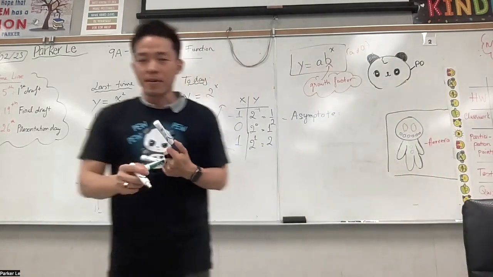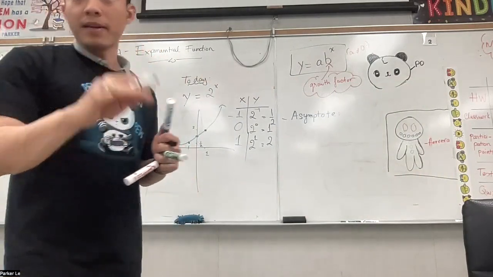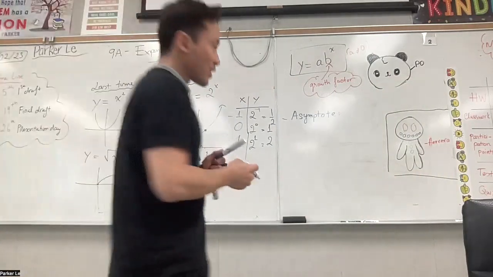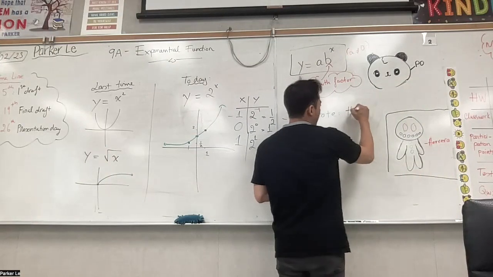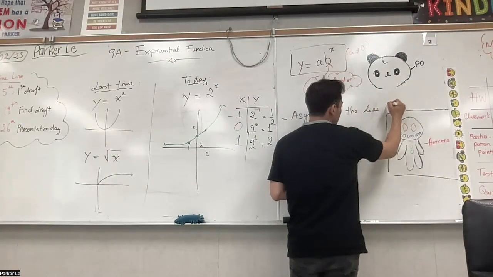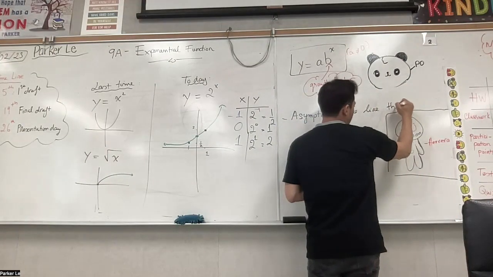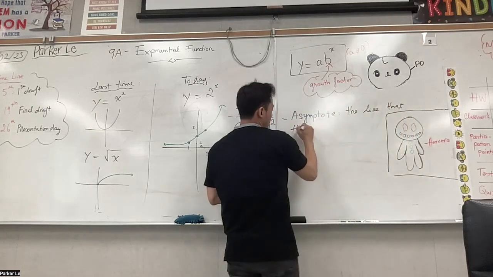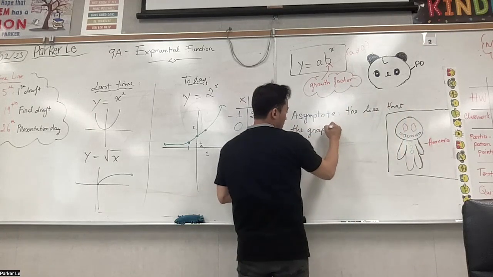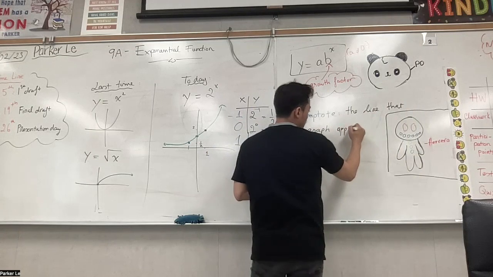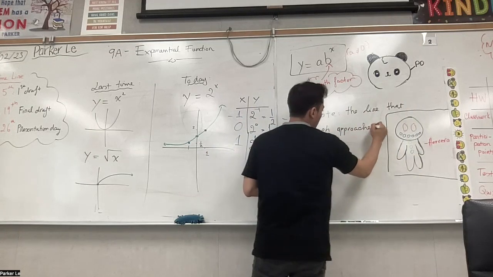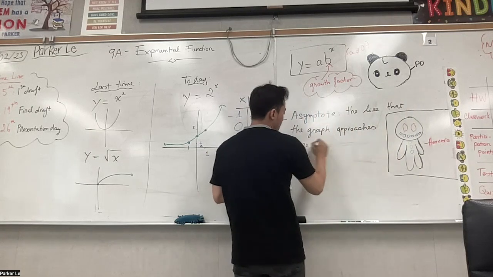Who knows what asymptote means? Okay, never mind. It takes time. So asymptote is the line, the line that the graph approaches more and more closely.